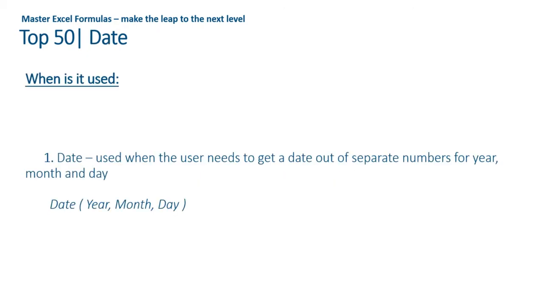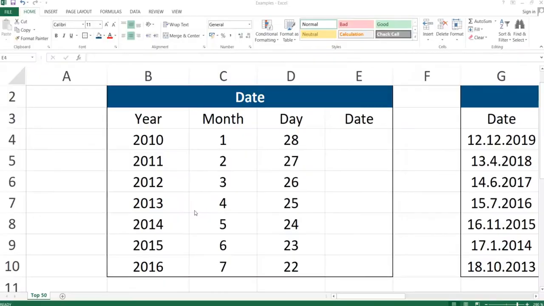The first formula that we are going to look at today is the date formula. The date formula is used when you need to get a date out of separate numbers for a year, a month and a day, and basically the structure explains that as well. So the structured formula is, first of all, we need to input the year number, then the month, and then the day. So let me give you an example to show you what I mean by that.